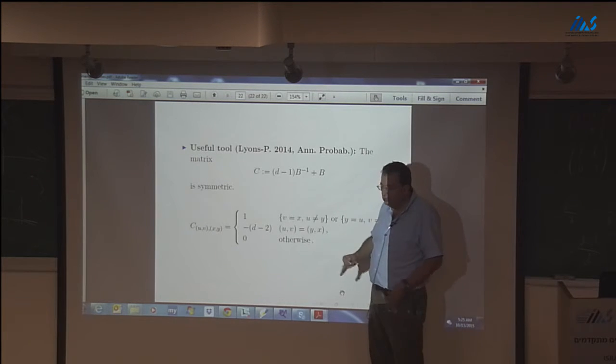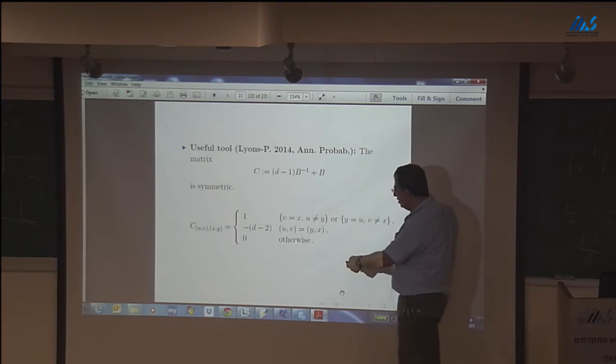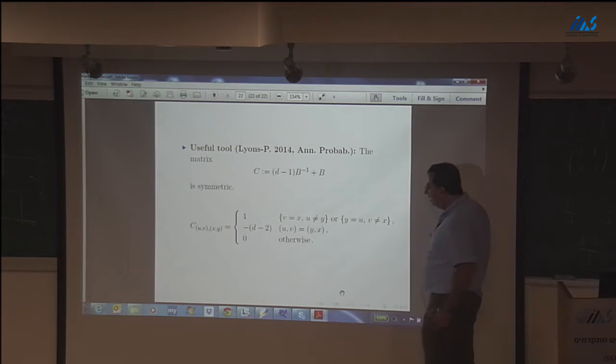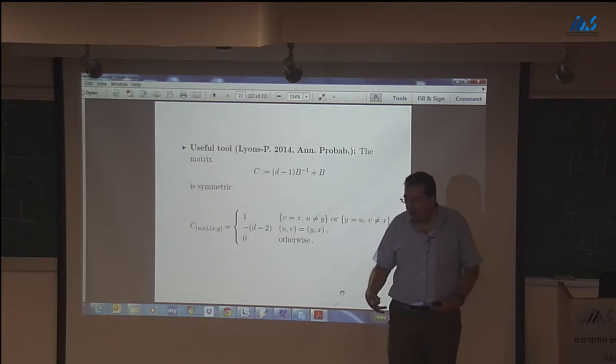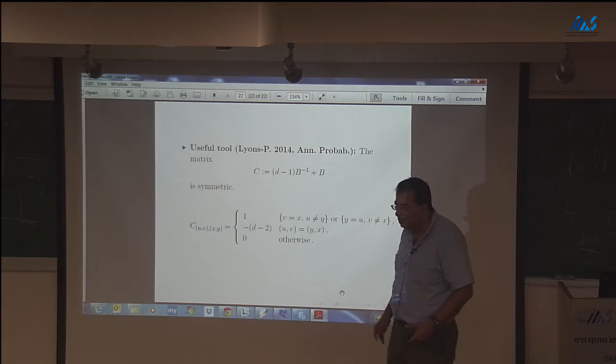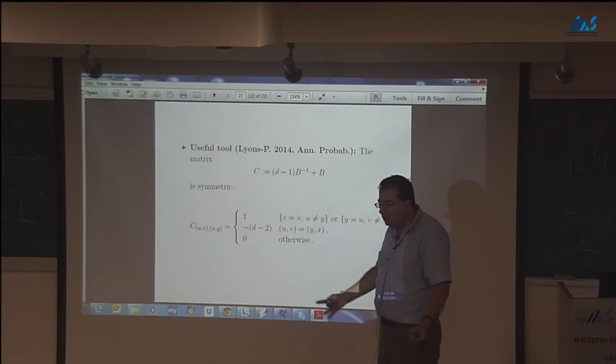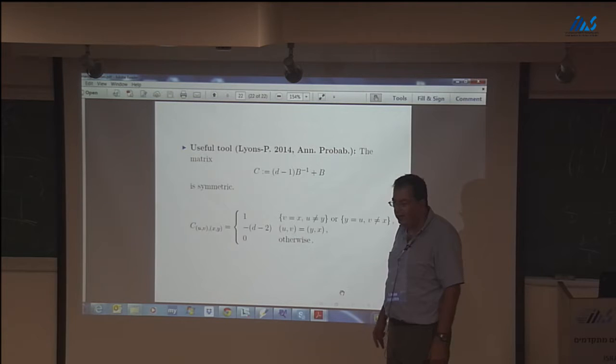And this can be calculated explicitly. Here is the formula. And it turns out it's a symmetric matrix on the space of directed edges. Once you know that, you know it's directly diagonalizable.